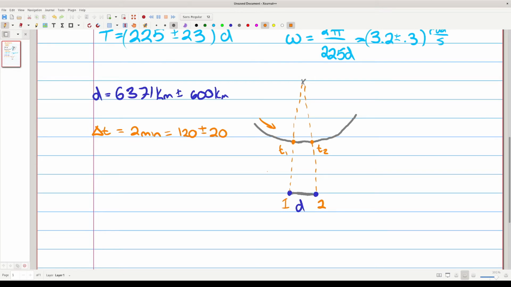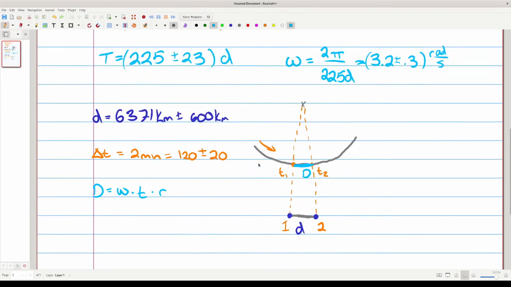Okay, so this is cool because all the numbers we have now are going to let us make a measurement of this distance here that I'm going to write as capital D. So capital D is equal to the angular velocity times the time that it arced out times the radius.